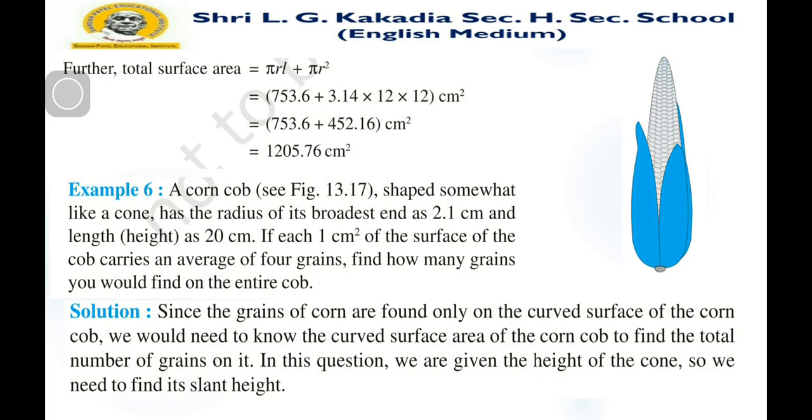Solution: since the grains of the cob are found only on the curved surface area of the corn cob, we would need to know the curved surface area of the corn cob to find the total number of grains on it. In this question we are given the height of the cone, so we need to find the slant height of this cone.